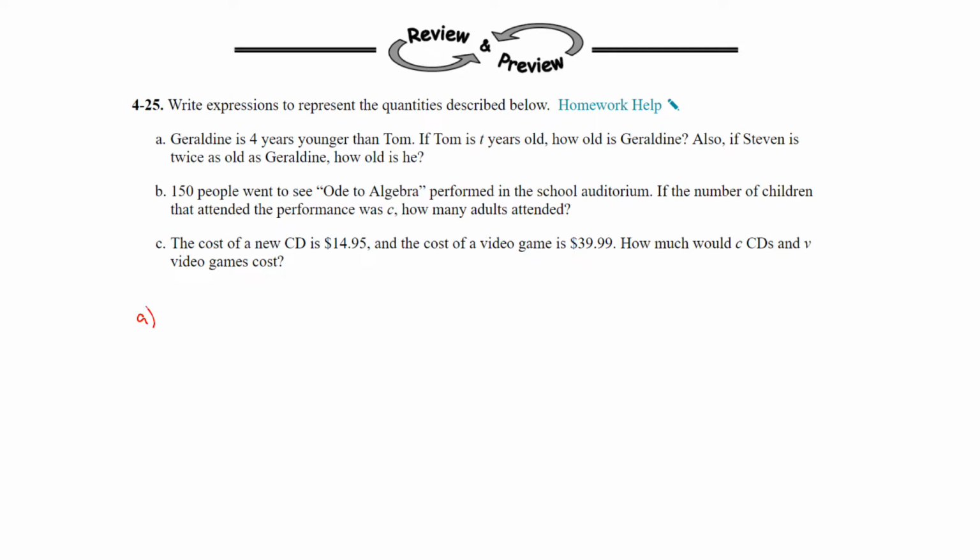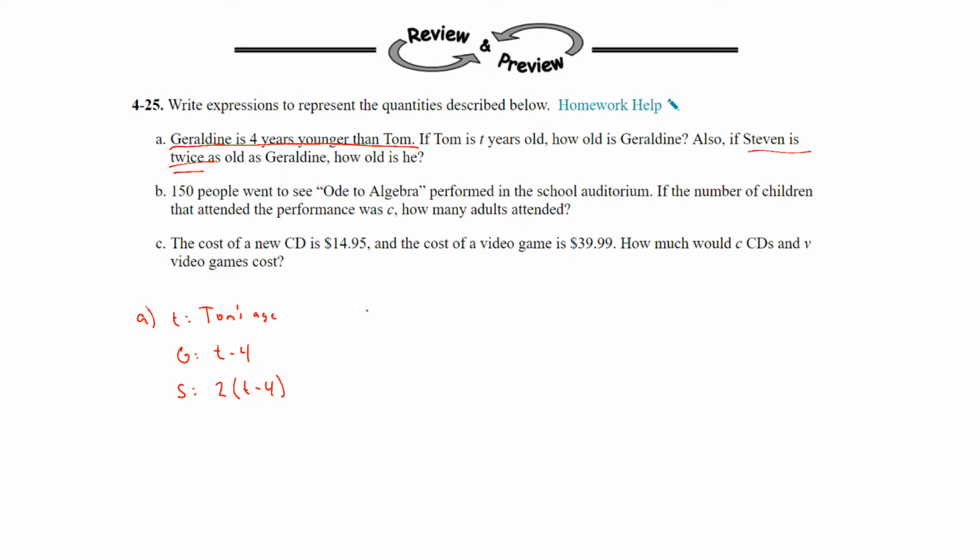So it gives us the fact that T is equal to Tom's age. So in terms of Tom, it says Geraldine is 4 years younger than Tom. So if Tom is T, then we know that Geraldine will be 4 years younger, so Tom's age minus 4. So T minus 4 would be Geraldine's age. Also, Stephen is twice as old as Geraldine, so if Geraldine is T minus 4, then Stephen would be twice that age, or 2 times the quantity T minus 4.